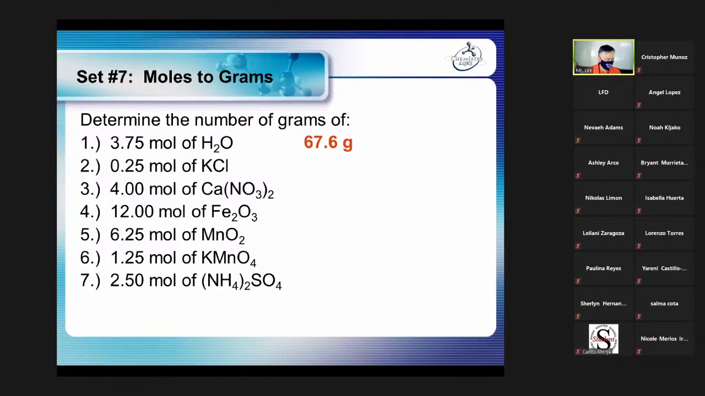Okay, the next one we got was 18.5, and the answer here was 18.6. Good, close enough. Third one we got 656, and here we got 656.4. No big deal. Okay, as long as they're close, that's all we're looking for.